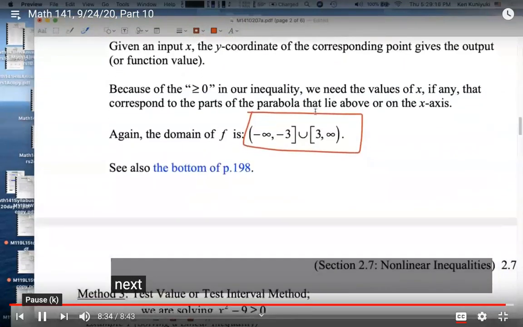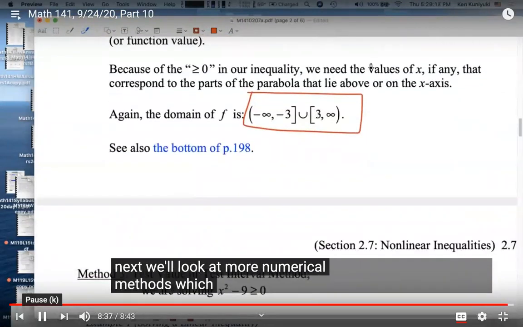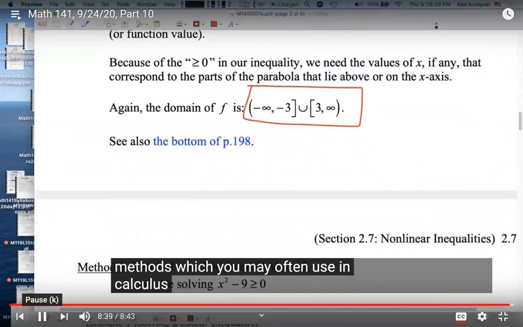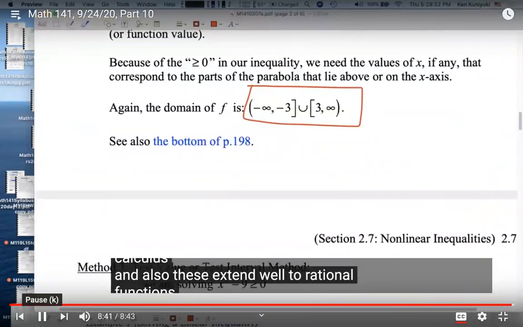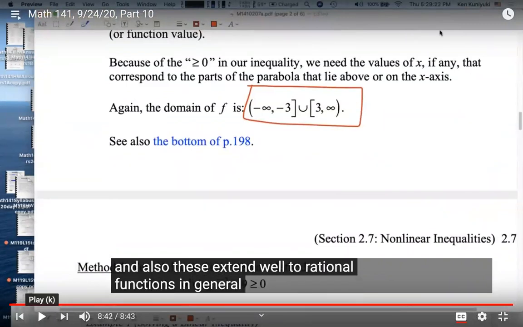Next, we'll look at more numerical methods, which you may often use in calculus. And also, these extend well to rational functions in general. Any questions? Well, I find the graphing method, the parabola method, to be easiest with quadratic inequalities. You know, quadratics correspond to parabolas. But in principle, you can extend this to other bulls and snakes, third, fourth, fifth degree, whatever, as long as you can find the real zeros and get the factorization.